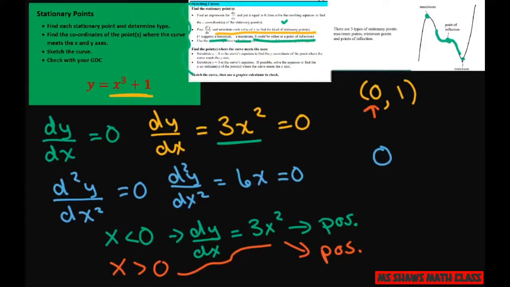Since there's not a switch from positive to negative or negative to positive, that means it's a point of inflection. They stayed the same. So for it to be a max or min, one has to be positive, one has to be negative, and it's not. So this is called a point of inflection.